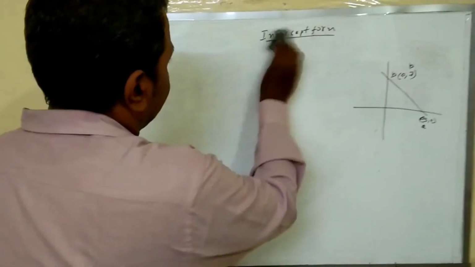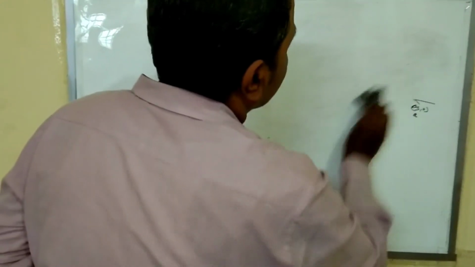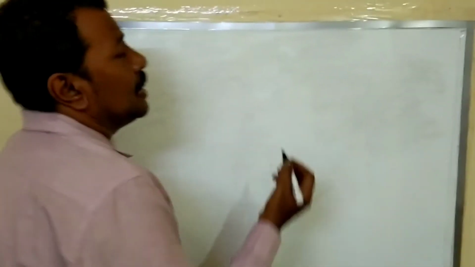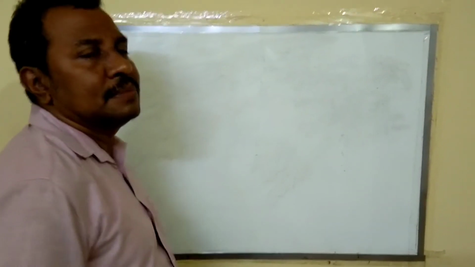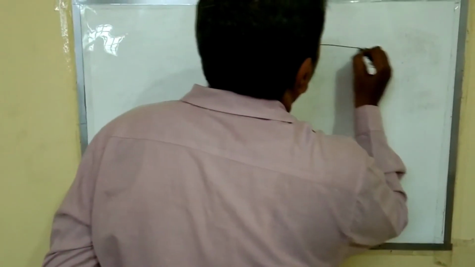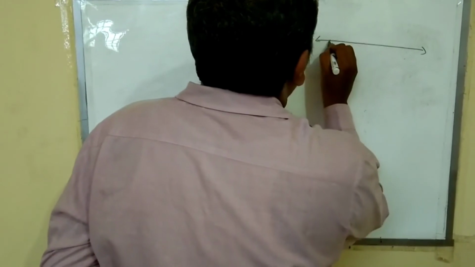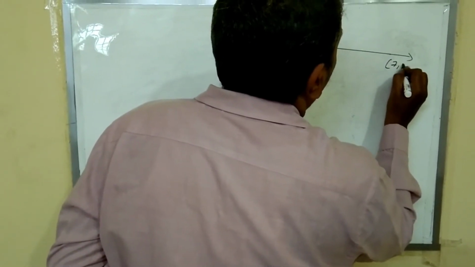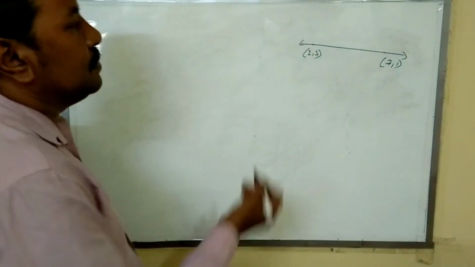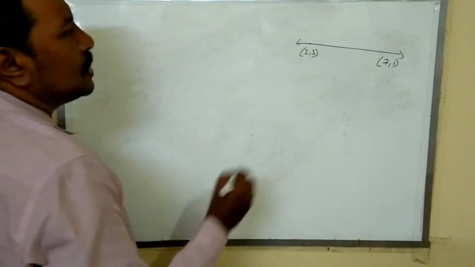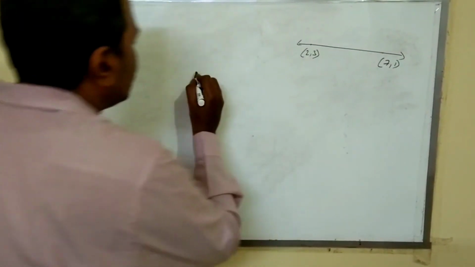The next one is the two points form of a line. That means here slope is not given. Only 2 points are given. For example, you take a line whose 2 points are 2, 3 and 7, 1. How to find the equation? Slope is not given. So what is the equation?